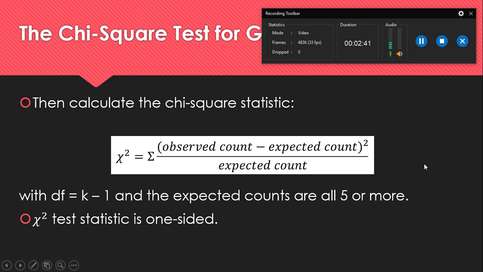And remember, the chi-square test statistic is one-sided. We're looking at how far into the right-hand tail our value actually is.